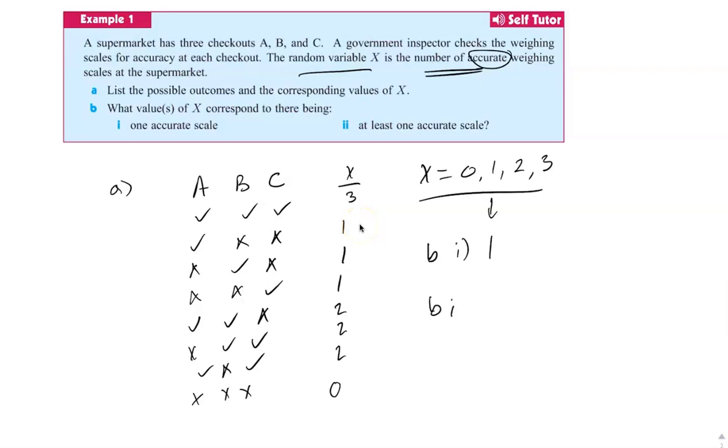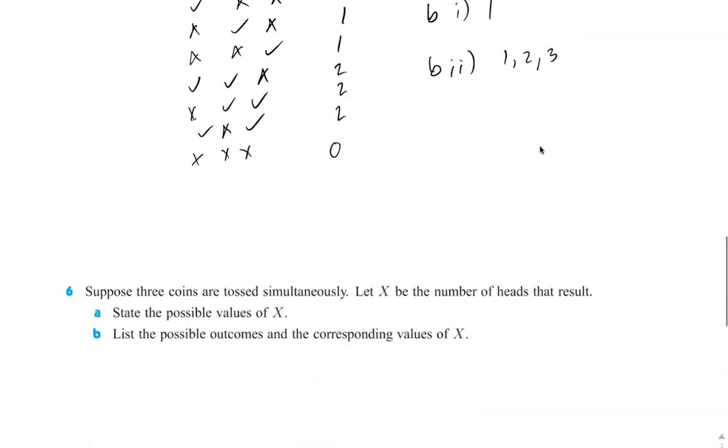B2, at least 1 accurate scale. At least 1 means, I always try to think like cookie size. If I want at least 1 cookie, that means 1's the lowest, so X is greater than or equal to 1. 1 or more is essentially what this means. So in terms of X, if they said at least 1, that means 1, 2, or 3. 1's the lowest value, and then you can go higher. And that's the first example. Let's do one more, to make sure we got this.